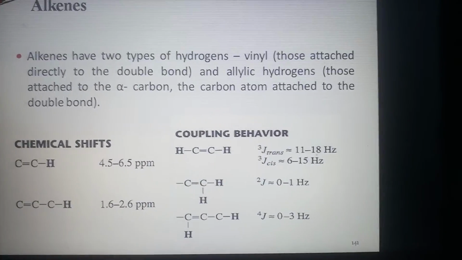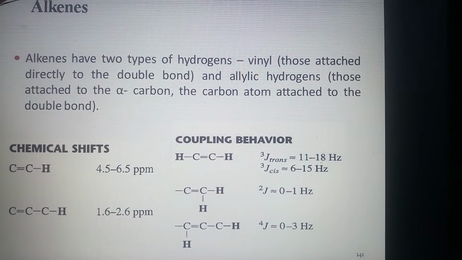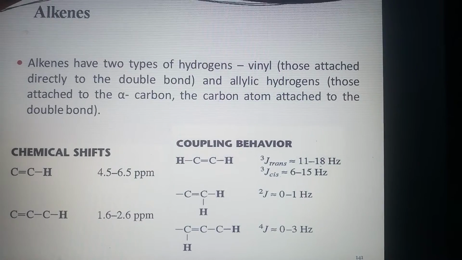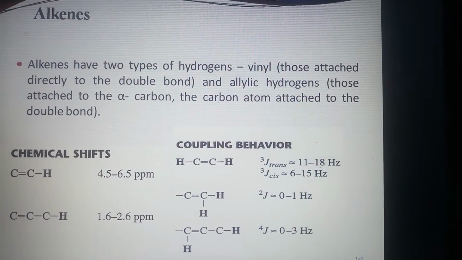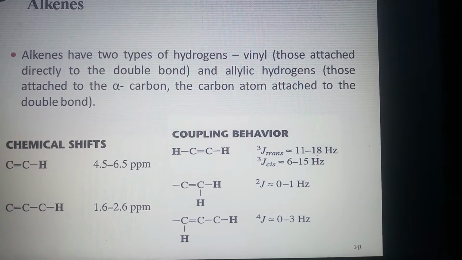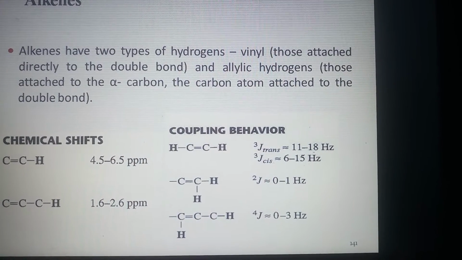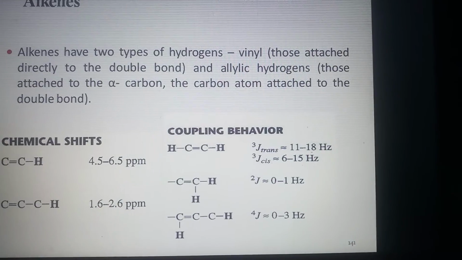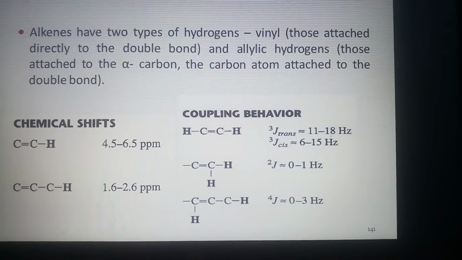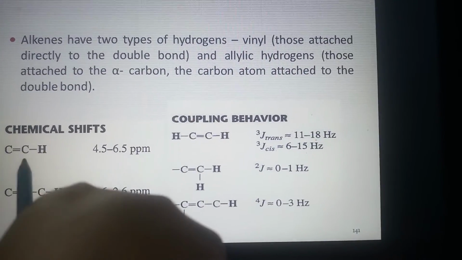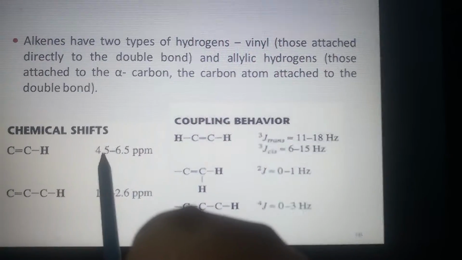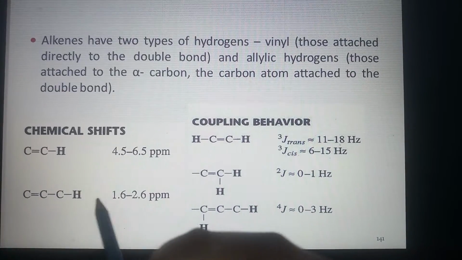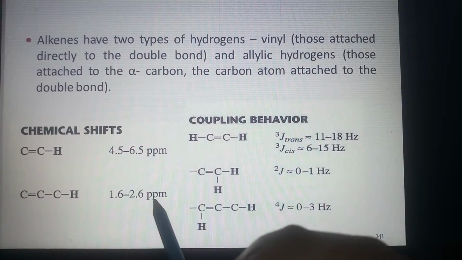Now, alkenes have two types of hydrogen: vinyl, that is those attached directly to the double bond, and allylic hydrogens, those attached to the alpha carbon, the carbon atom attached to the double bond. If we consider chemical shifts, vinylic protons appear near 4.5 to 6.5 ppm, and allylic protons at 1.6 to 2.6 ppm.